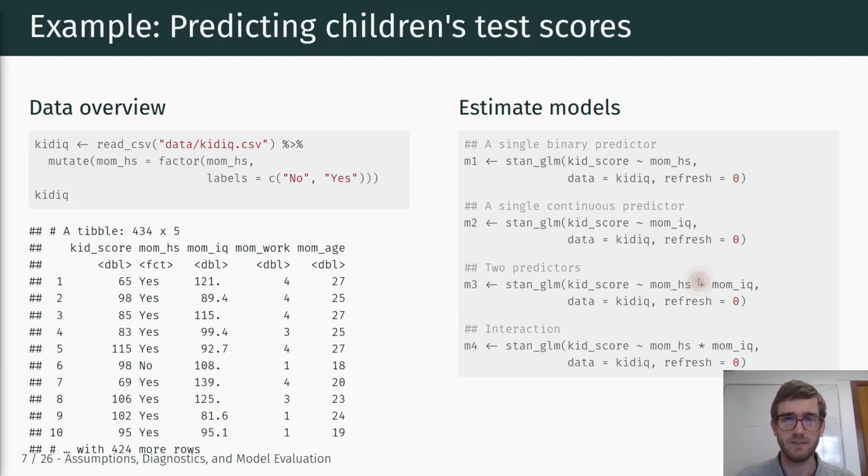We have a third model where we include both predictors, so high school education and the IQ test results, as well as an interaction. This is if we hypothesize or are interested in examining whether, for example, the relationship between the mother's IQ and the child's test score is somehow conditional on high school education.